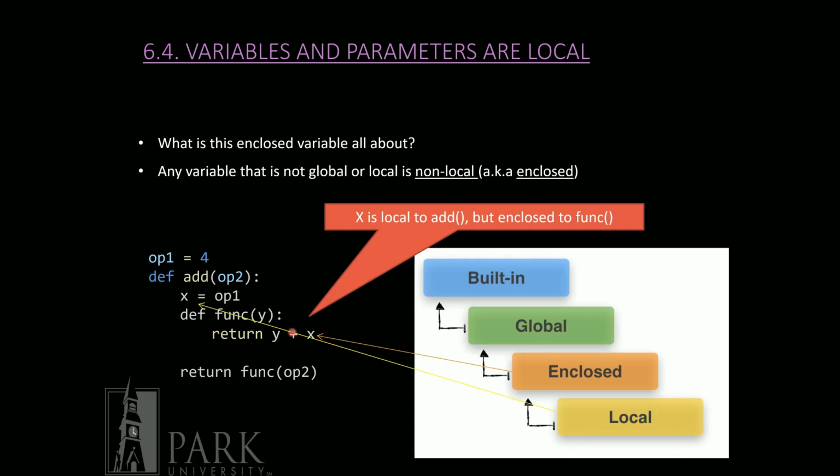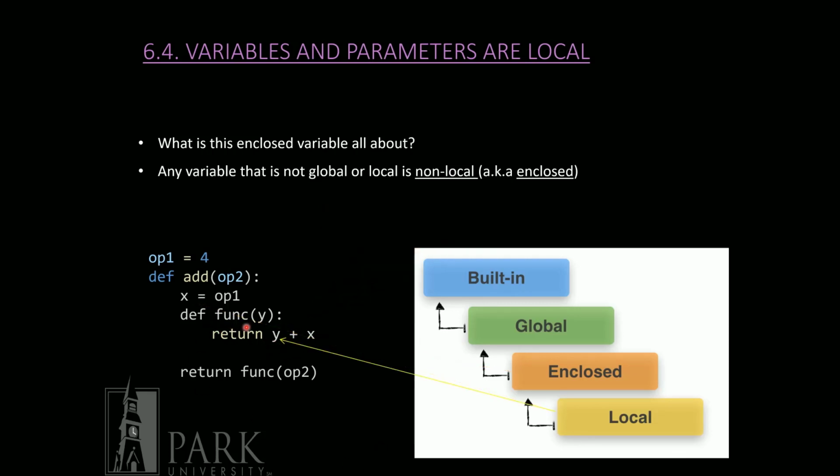Now, variable y is local to this internal function, so func, and so you cannot see y in the add function or outside of the add function. As soon as we exit func, y is going to go away. X will stay there until we leave the add function, at which point x will go away. And the only variable that will be left is op1.